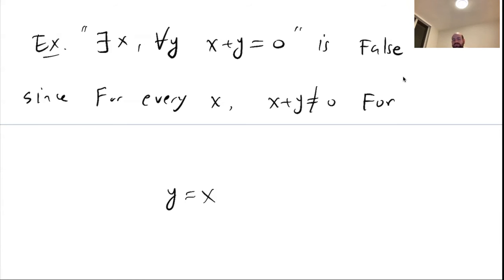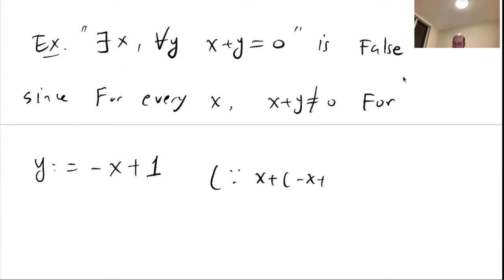So y equals x works, but only in the case that x is not 0. If x is 0, then x plus x becomes 2x, which will be 0. I want x plus y to be not equal to 0 for sure. So which y value should I use? We can use y equals, let's say, minus x plus 1. Right? Because x plus minus x plus 1 will be 1, which is always not equal to 0.